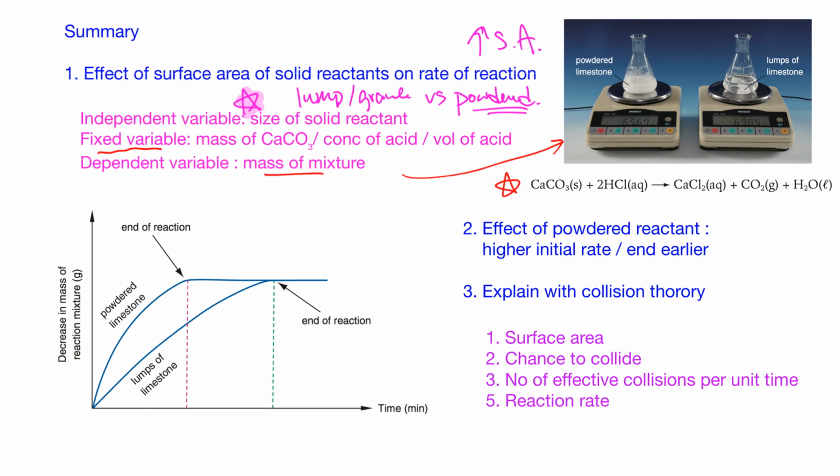We can see from the results that the powdered limestone will generally have a higher initial rate and end earlier. So this is the effect of the powdered reactant. To explain with collision theory, remember that when the surface area increases, the chance to collide will increase. So again, the number of effective collisions and the rate will also increase.